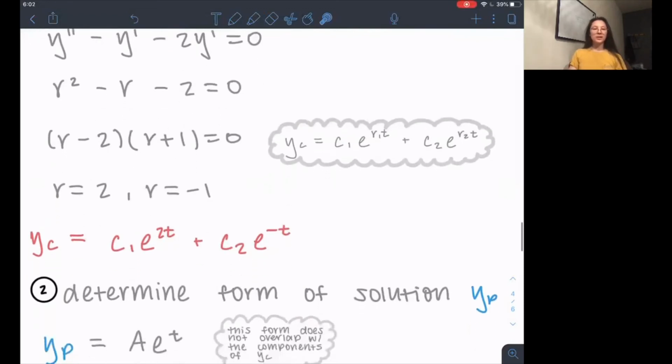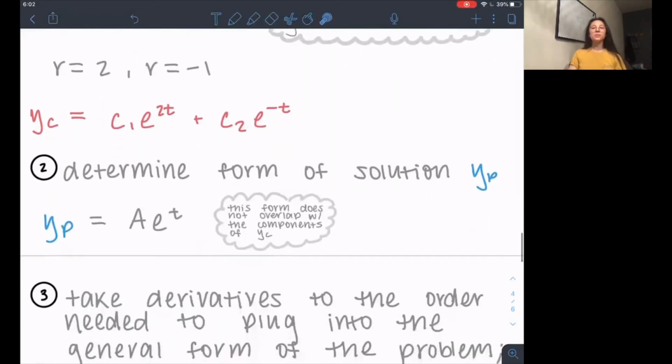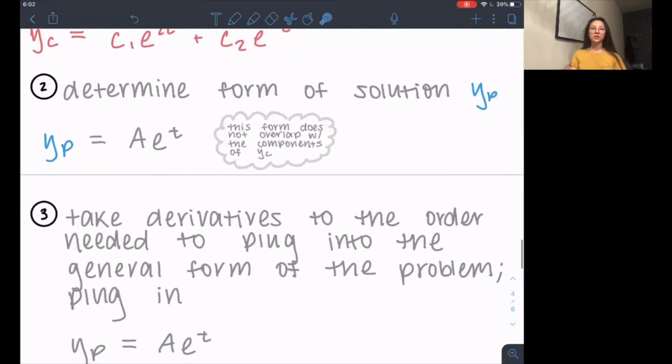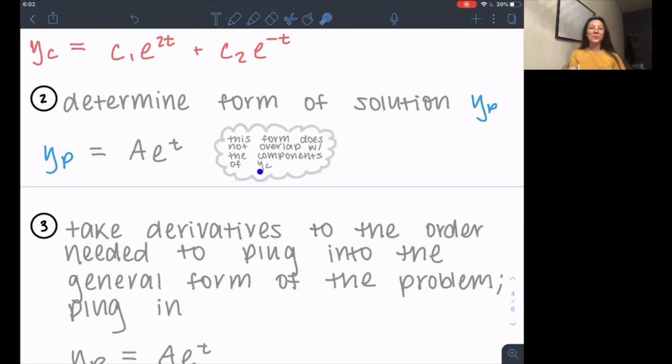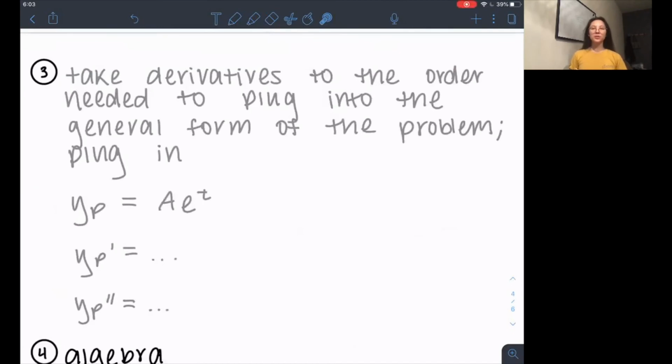All right, the next step is to determine the form of the particular solution. We're just going to say that it's going to be A e to the t. This form does not overlap with the components of the complementary solution, so we don't need to do anything like multiply by t to make sure that they're all linearly independent. For the third step, we take the derivatives to the order needed, plug them into the general form of the problem, and do some algebra.